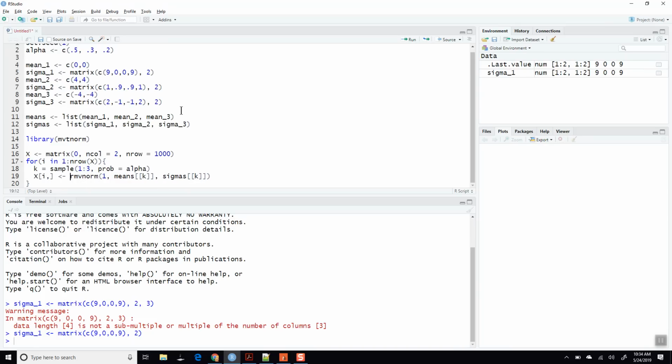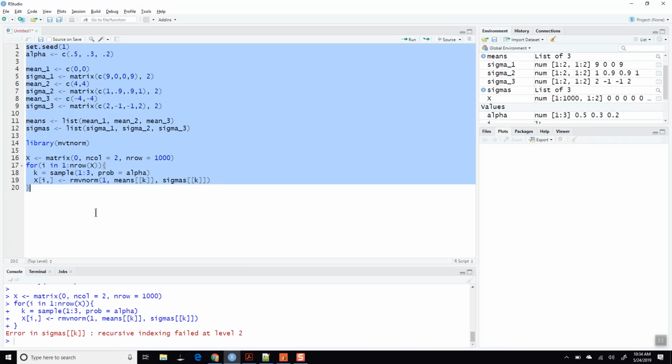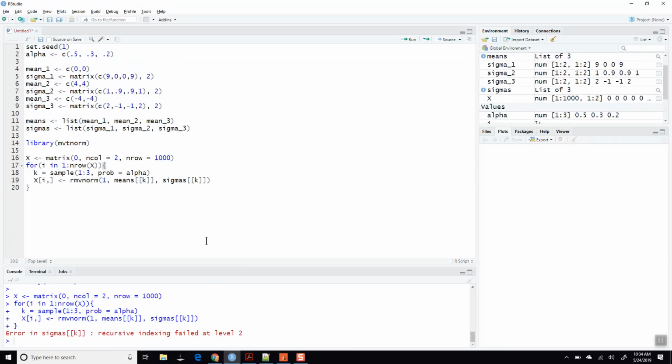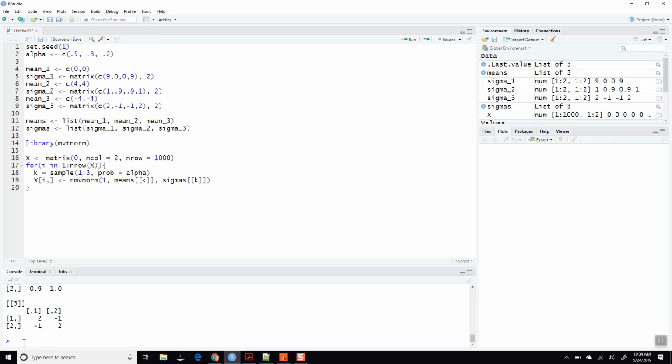row i. This code makes sense to me, but we'll see if it runs. Oh, error. Okay. Recursive index failed at level 2. Let's see. So sigmas. What is sigmas? Sigmas looks good to me. And if I ask for 1, does something break when I do k?